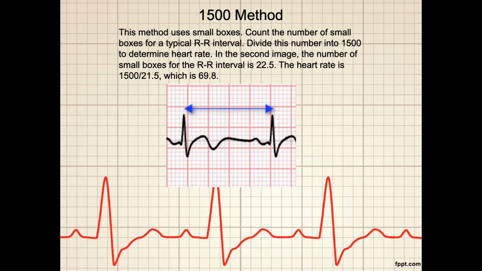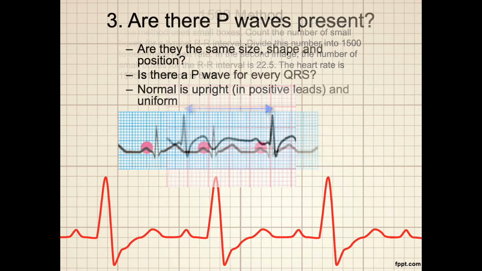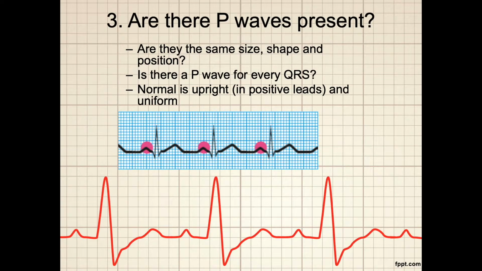If your heart rate is irregular, you should always use the 1500 method. Measure the longest possible distance between R to R and the shortest possible distance between R to R. Determine the rate of the longest possible distance and add that to the rate of the shortest possible distance, and divide that number by 2 to determine your average heart rate.